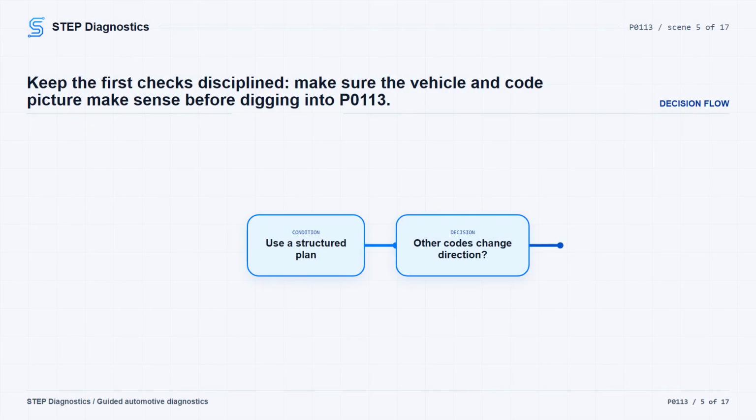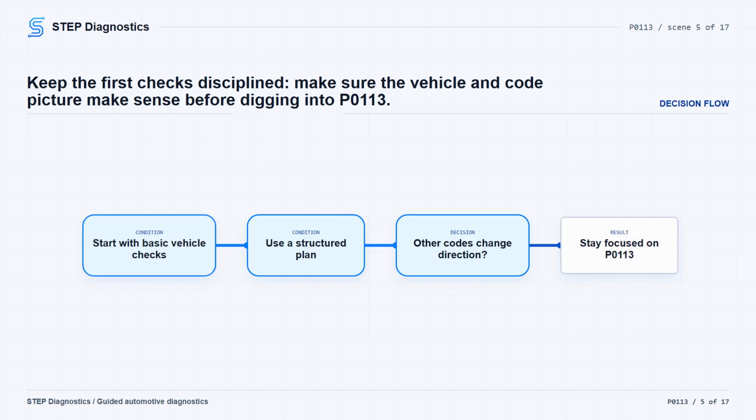Start with the basic system checks before getting deep into this code. Then follow a structured diagnostic approach and make sure the general diagnostic categories make sense for the fault you are chasing. If another code changes the direction of the diagnosis, deal with that first, instead of forcing this path.